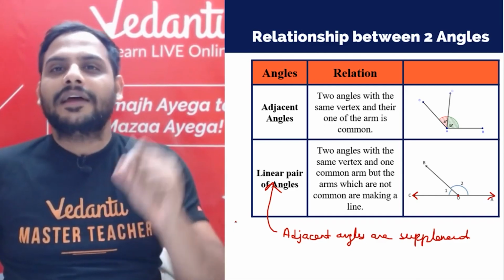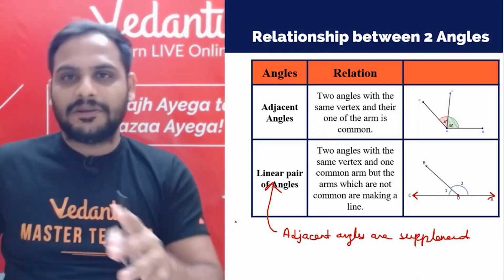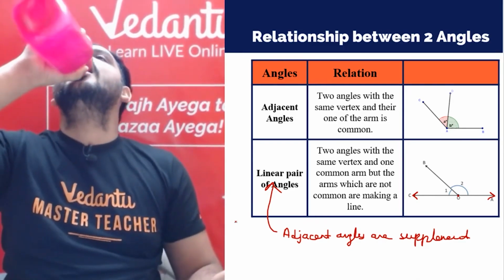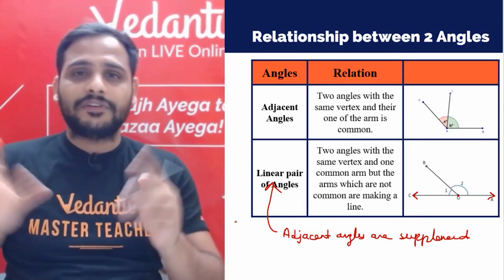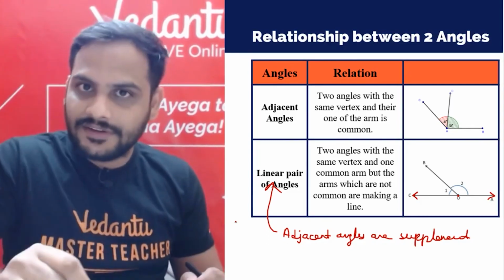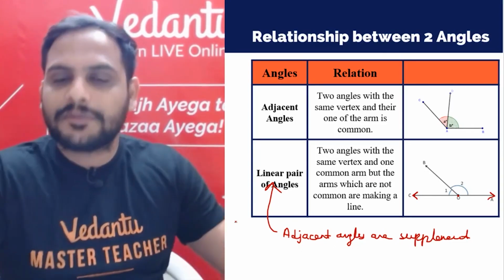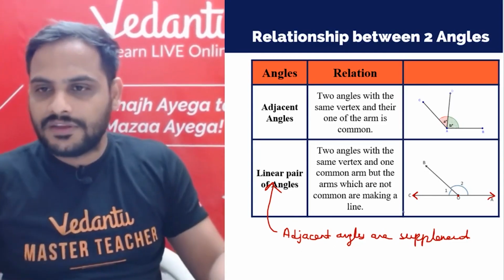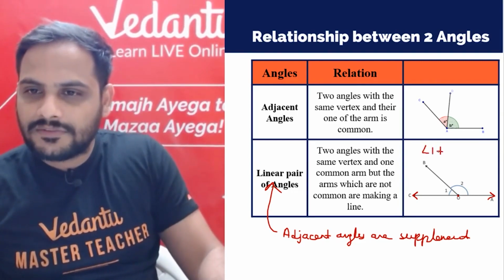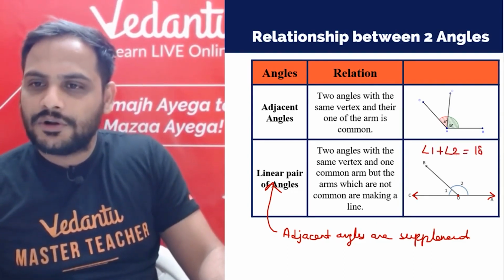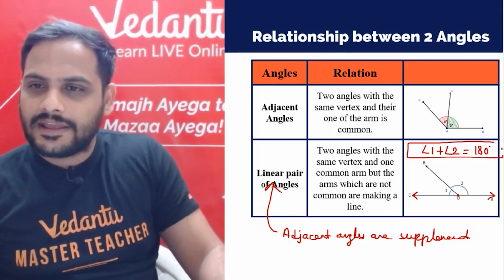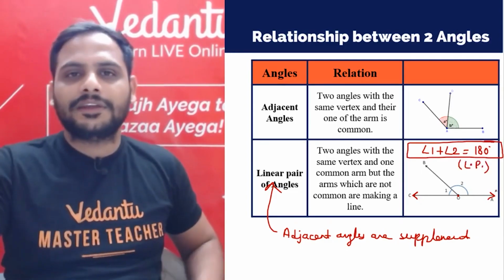In linear pair, adjacent angles as well as supplementary. Okay? That is what we need to remember. They are adjacent angles as well as they are supplementary as well. That is our linear pair of angles. So suppose here I can say angle 1 plus angle 2 will be equal to 180 degree, and here I can write the reason as they are linear pairs, LP linear pairs.